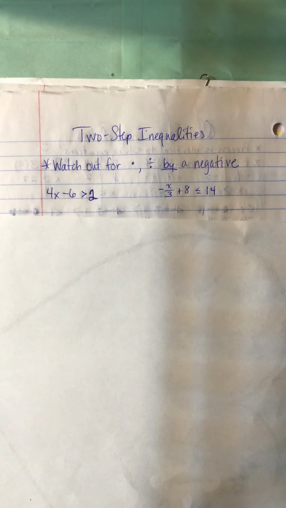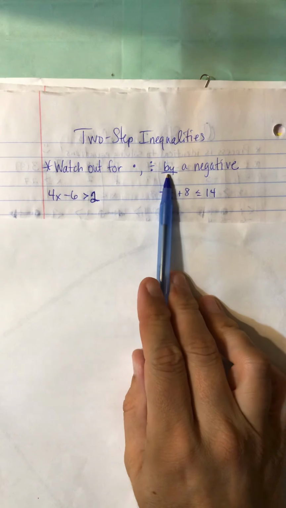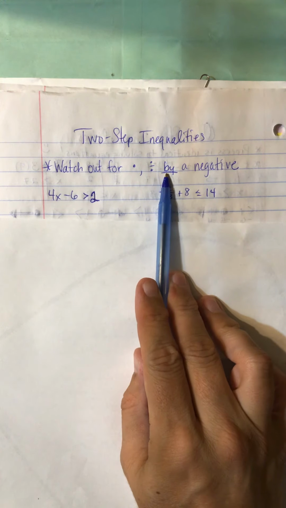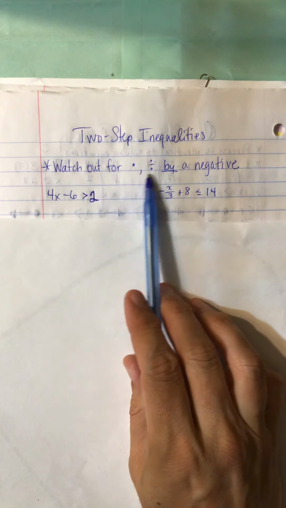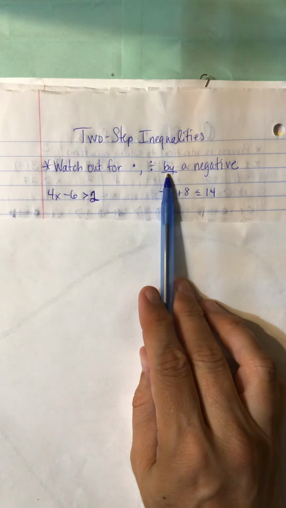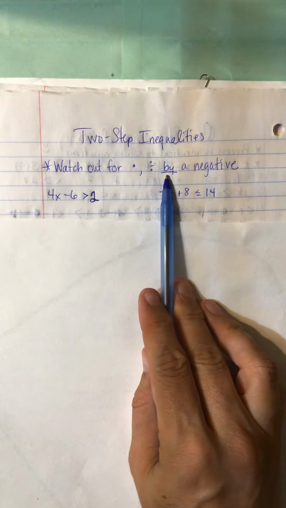Alright, folks, we're back with two-step inequalities. You're going to see that we're going to solve them just like we have our equations. Again, the only thing we need to watch out for is when we multiply or divide by a negative number. It doesn't matter what number is getting multiplied or divided, it's what we multiply or divide by. What are we doing to both sides?